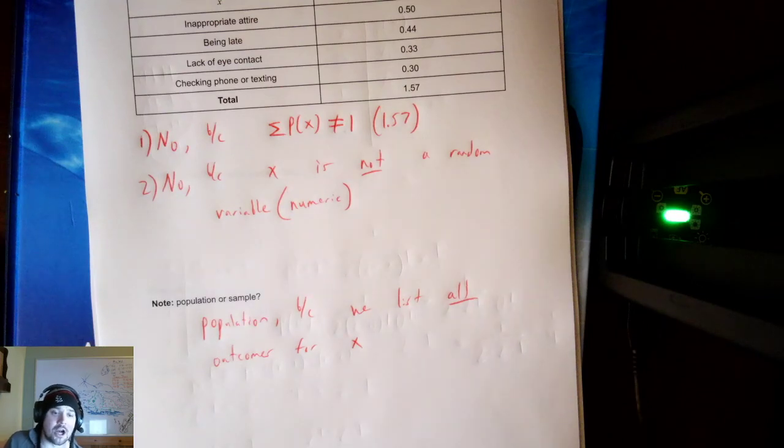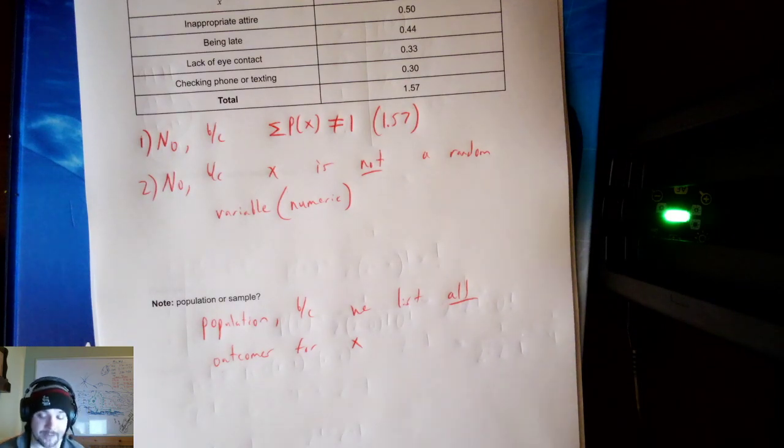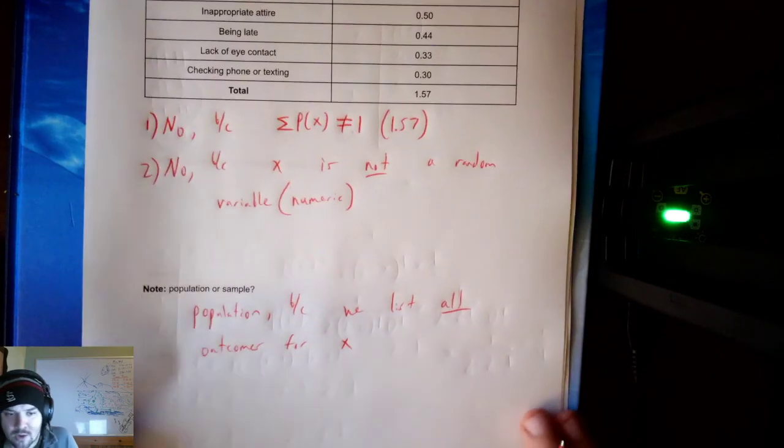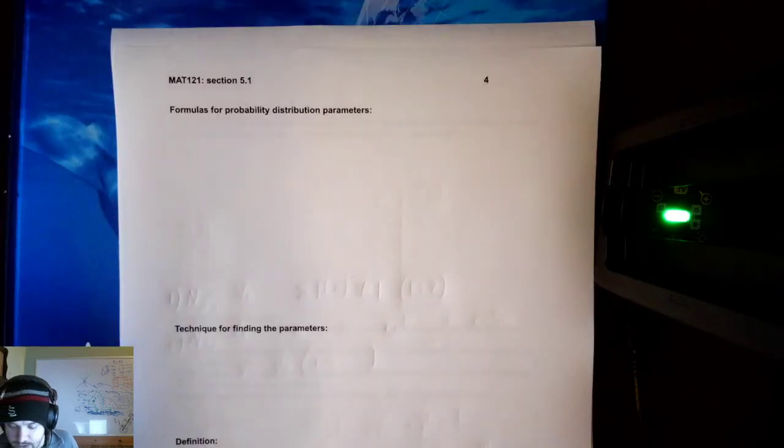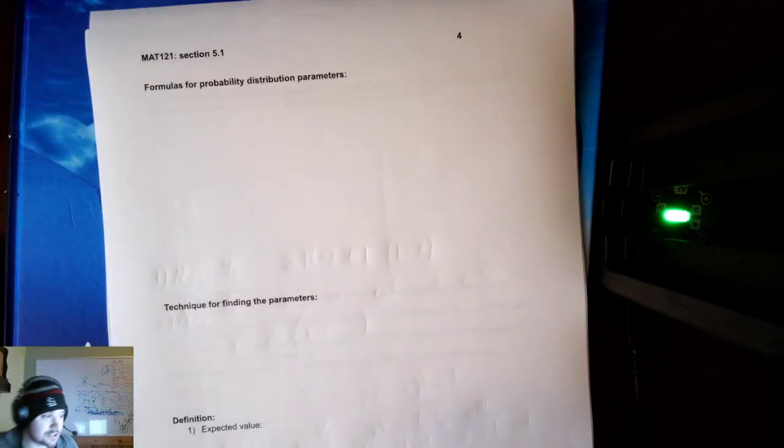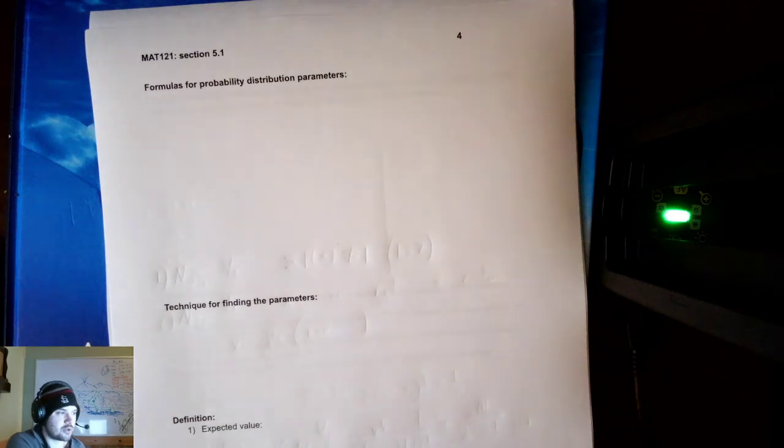Probability distributions are population data because we know all of the data, right? It's not a subset of the data. It's all the data. So we'll use population symbols. It's a population. So, let's get some formulas for our probability distributions.